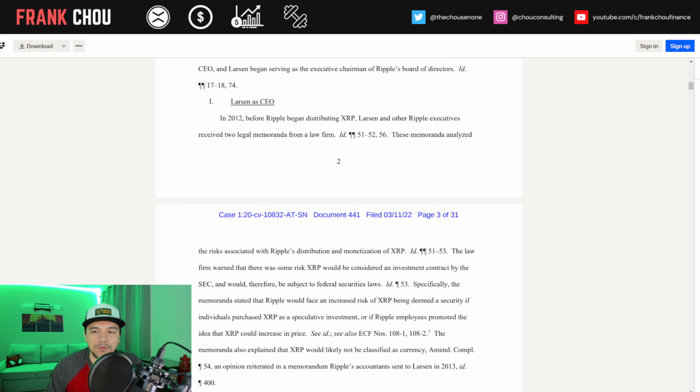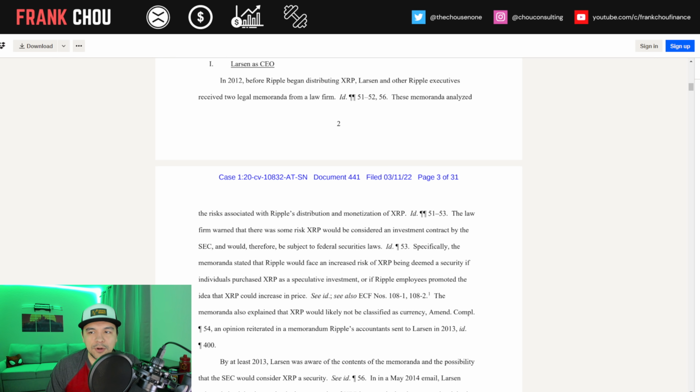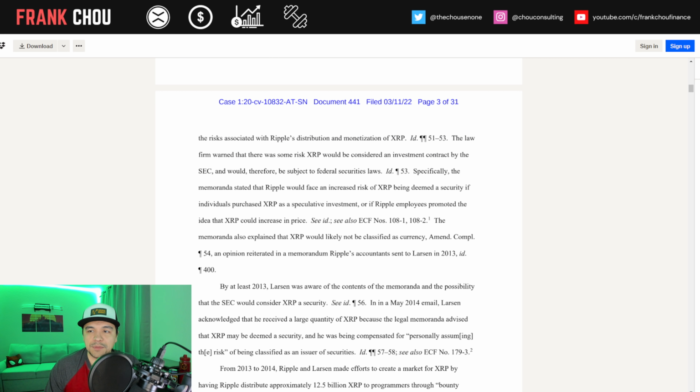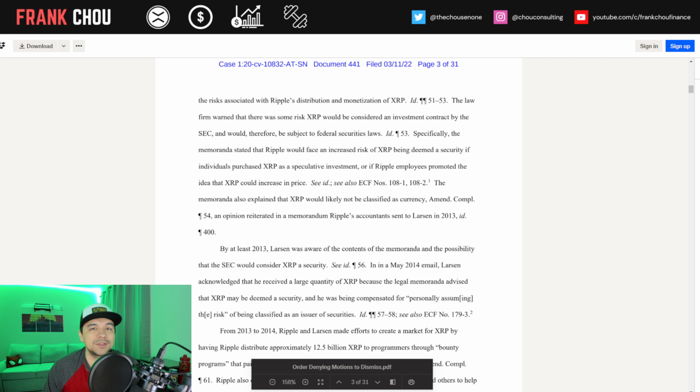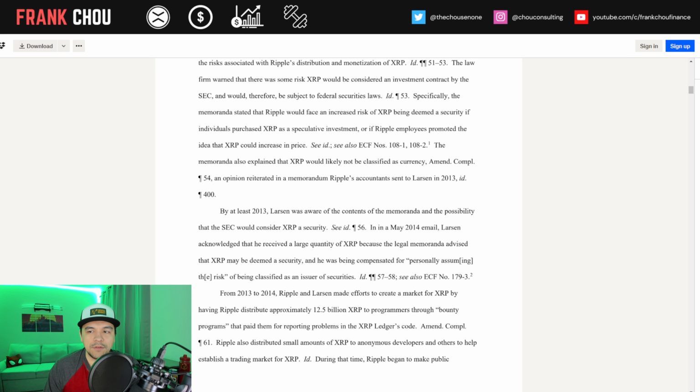In 2012, before Ripple began distributing XRP, Larsen and other Ripple executives received two legal memoranda from a law firm. These memoranda analyze the risks associated with Ripple's distribution and monetization of XRP. The law firm warned that there was some risk XRP would be considered an investment contract by the SEC and would therefore be subject to federal securities laws. Specifically, the memoranda stated that Ripple would face an increased risk of XRP being deemed a security if individuals purchased XRP as a speculative investment, or if Ripple employees promoted the idea that XRP could increase in price.